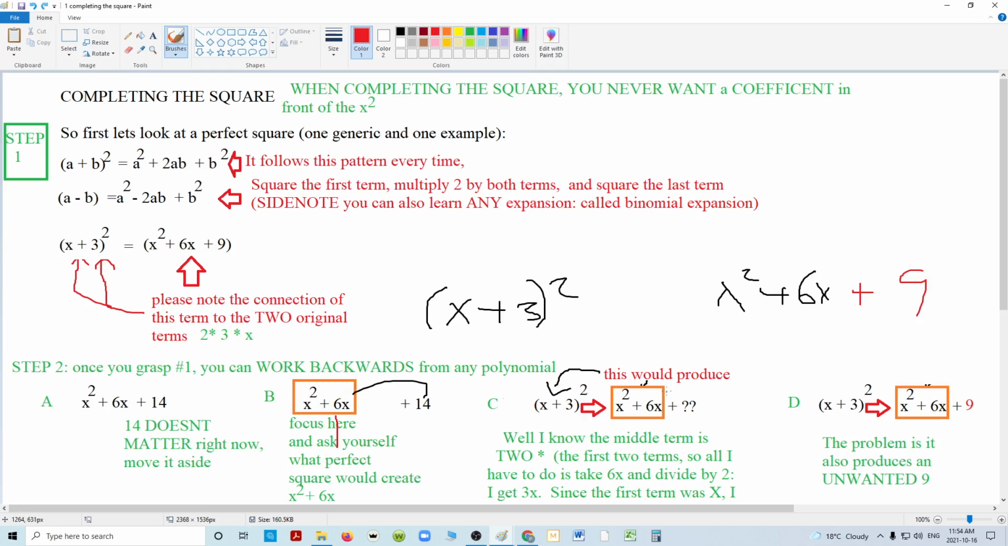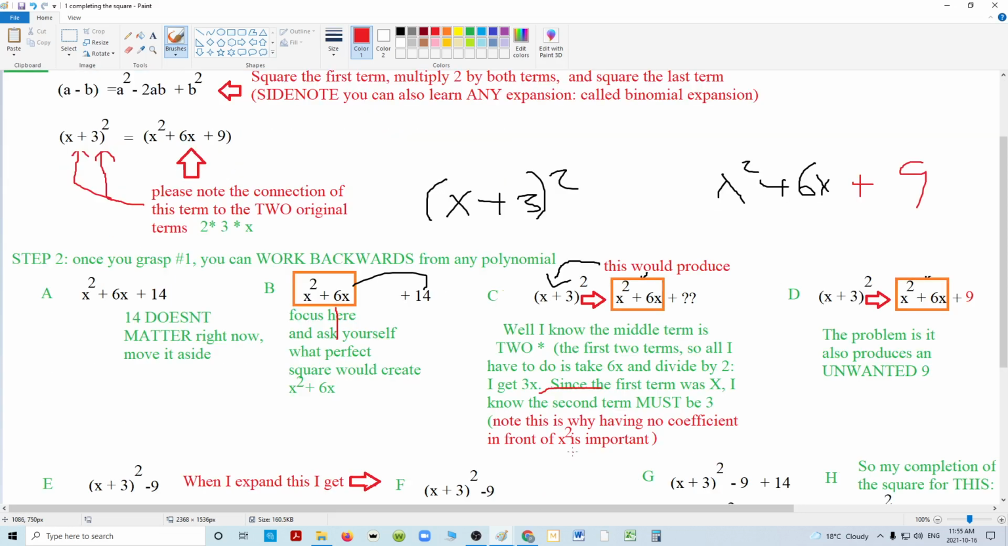So I know this will produce this portion that I want, but I also know it will create a portion that I don't want. So I know the middle term is 2 times the first two terms, so all I had to do was take 6x and divide by 2 and by x, technically. I get 3x. Since the first term is x, I know that the second term must be 3. Note, this is why having no coefficient in front of the x squared is important. It doesn't work if we have a coefficient in front of the x squared. If back here we started with a 6x squared plus 6x, we'd have to do something about that 6, but that's the next page, okay? We're working with the simple ones first. You have to walk before you can run.